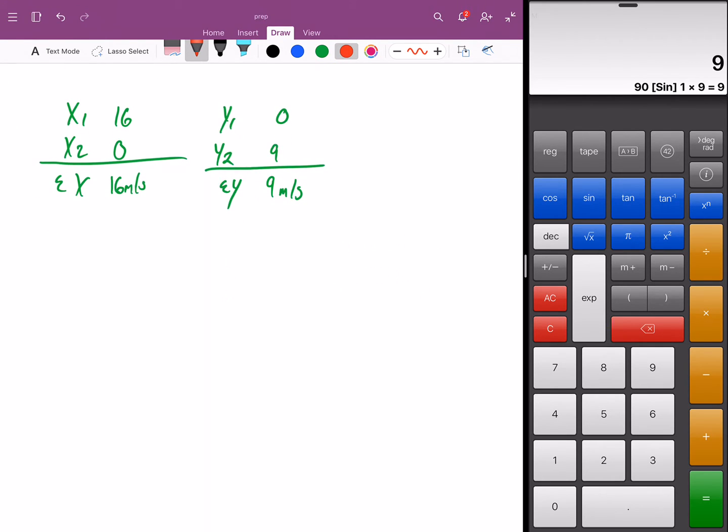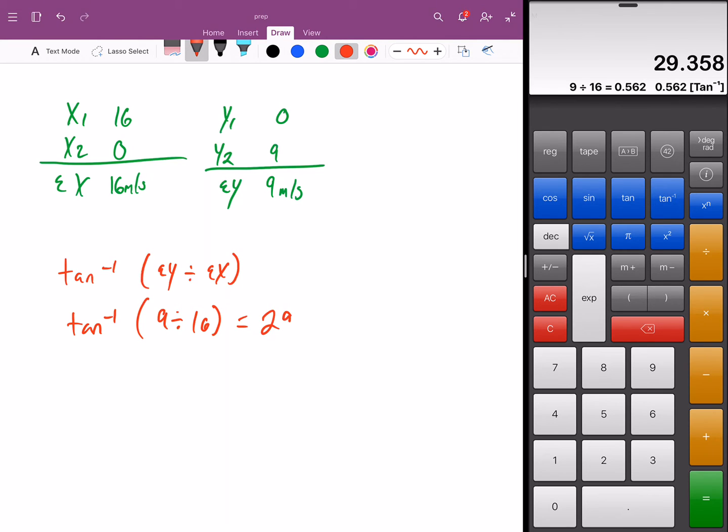Next step, let's find the angle. Inverse tangent of y divided by x. In this case 9 divided by 16. Nine divided by 16. Inverse tangent. 29.3. Let's round it up. This is your angle.